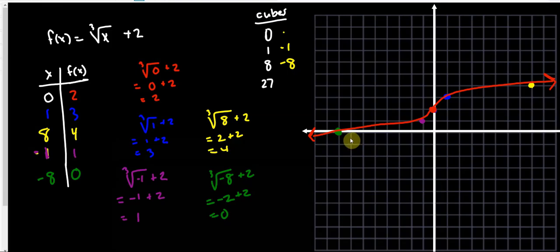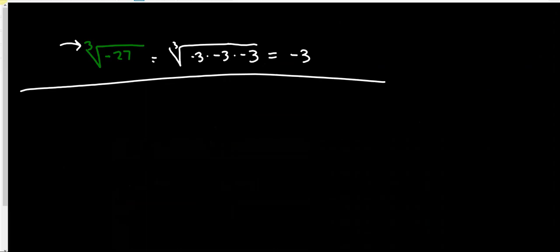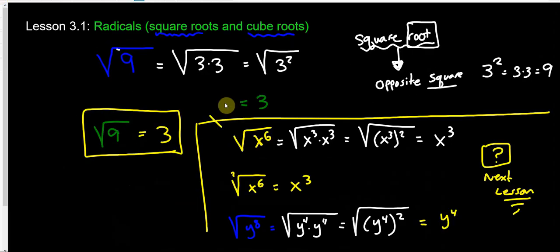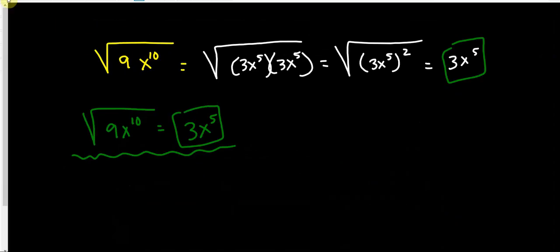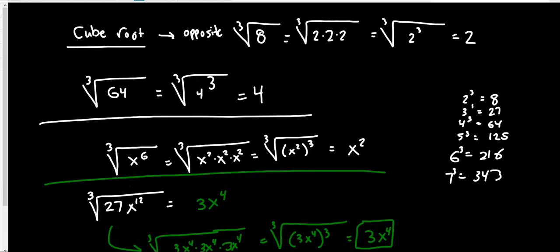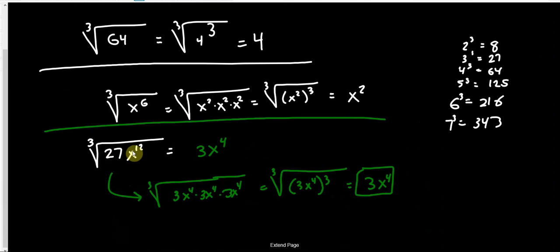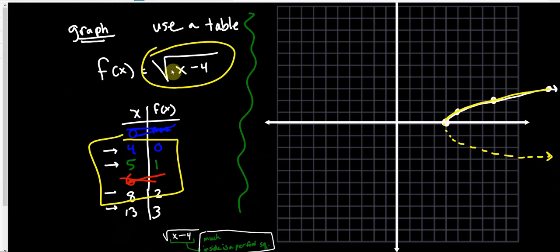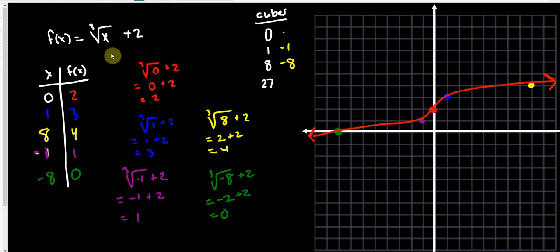Well, that's all I have for you. So you have a few skills here, just really 4 skills. Be able to take square roots, especially of something like 9x to the 10th. Be able to take cube roots, especially of something like 27x to the 4th. And be able to graph both. Be able to graph a square root and be able to graph a cube root. So that's all you need for today's lesson.